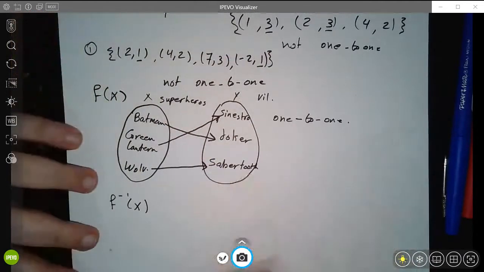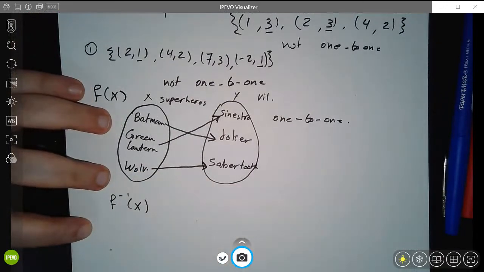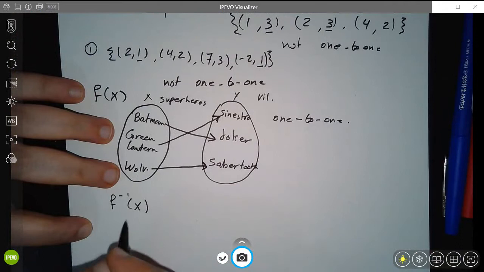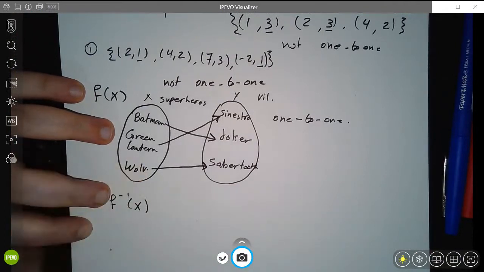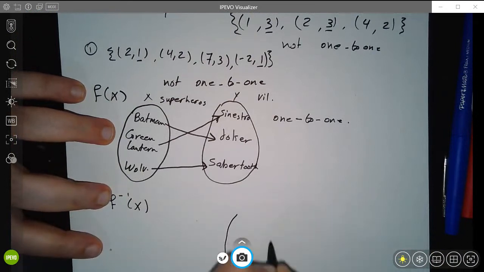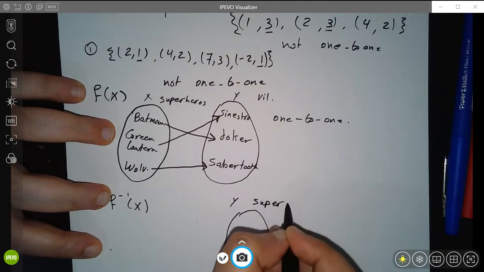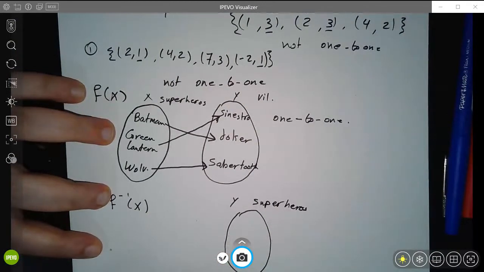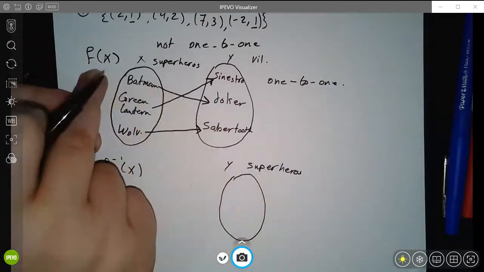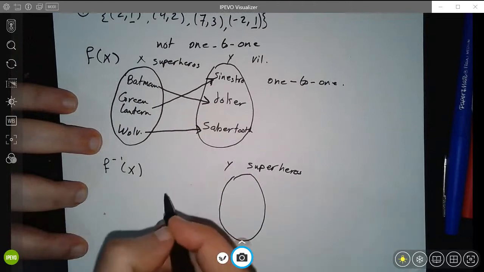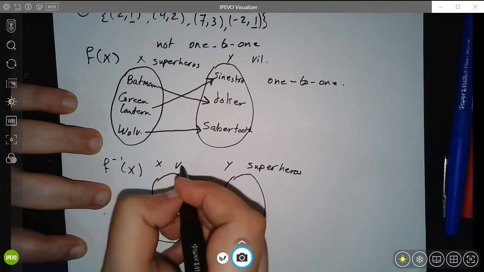Here's what I mean. Since for f of x, the superhero group, x, is my domain, for the f inverse it is going to be your range. So as far as f inverse is concerned, this is the y. So it would be right here. It would be y, and it would be the superheroes. And the range of f of x would be the domain of f inverse. So they switch, literally. So x would be the villains.